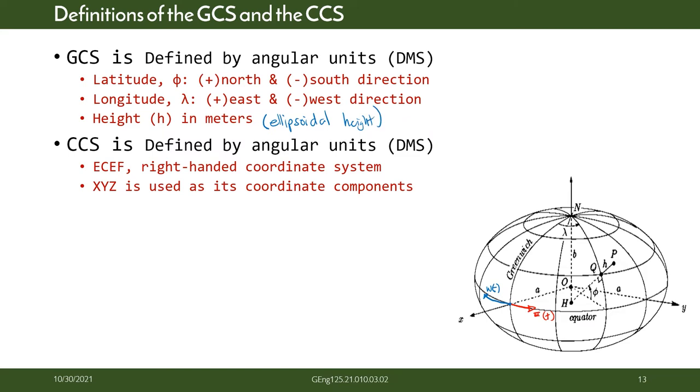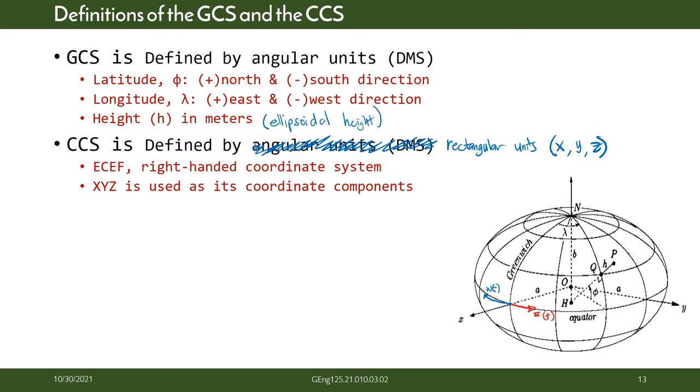Now, your geodetic coordinate system is defined by angular units. It could be DMS or decimal degrees, either way, whichever is comfortable for you, but usually we express our angular units in degrees, minutes, and seconds. For the Cartesian coordinate system, it is not angular units, so we need to correct this, it is defined by rectangular units. So by X, Y, and Z. Can you follow me? X, Y, and Z.